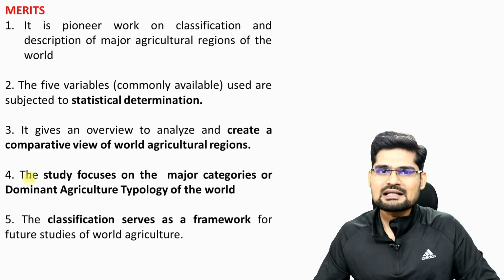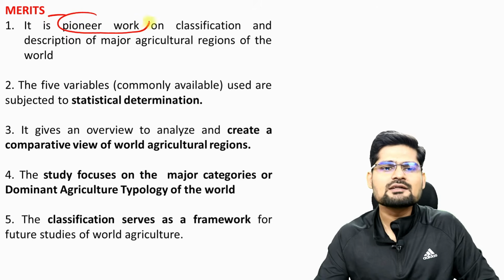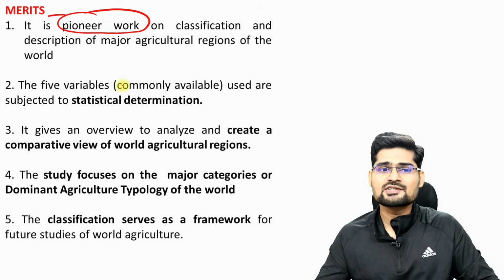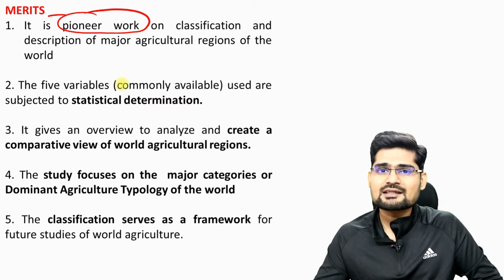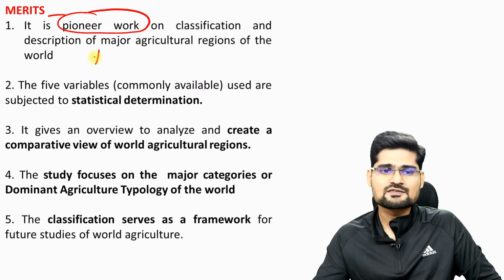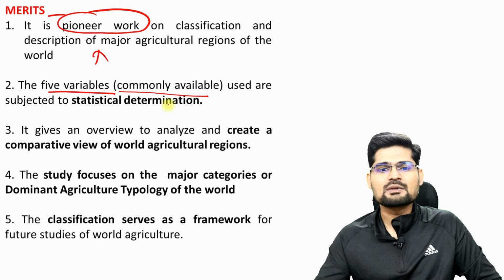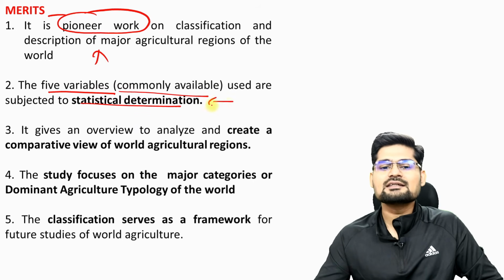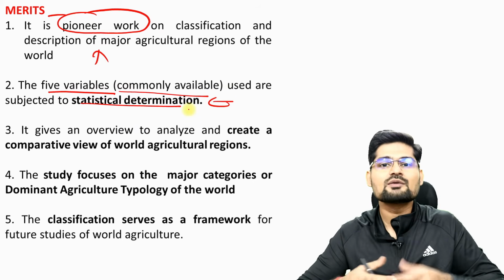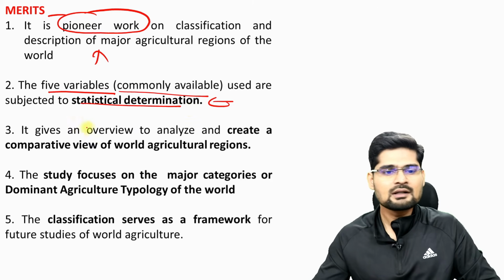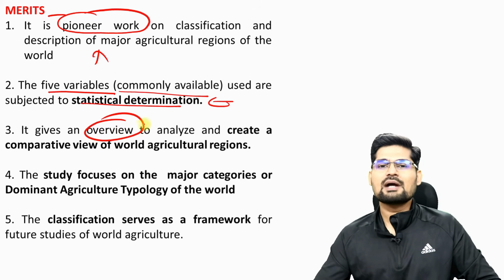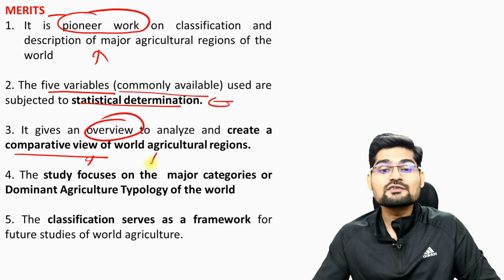Now come to its merits. So what is its merit? It is a pioneer work, first of its kind of classification, which gave an impetus to further studies on agricultural regions of the world, right? That's why it is very important. Five variables are commonly available and it is a statistical determination. So you can collect data according to these five variables and look into the regional analysis further. That's a good point here. And it gives an overview to analyze and create a comparative view of world agriculture.